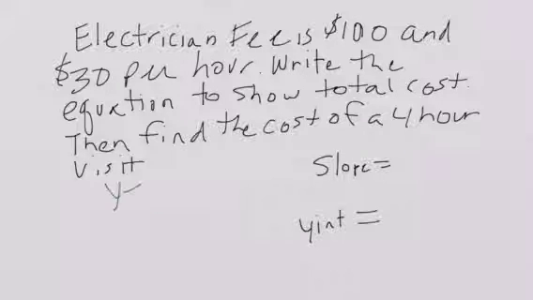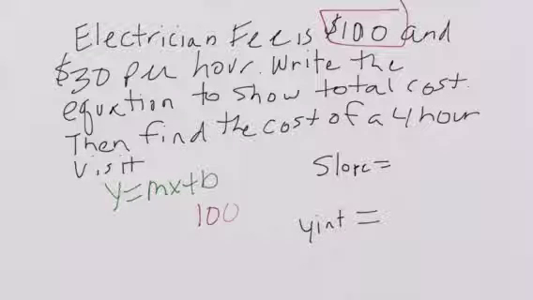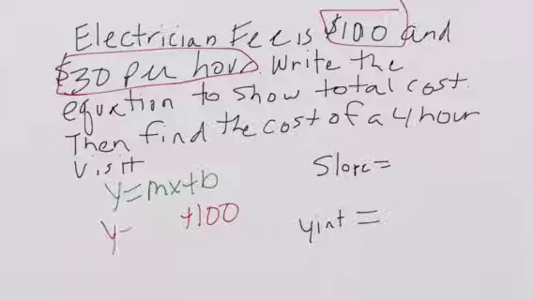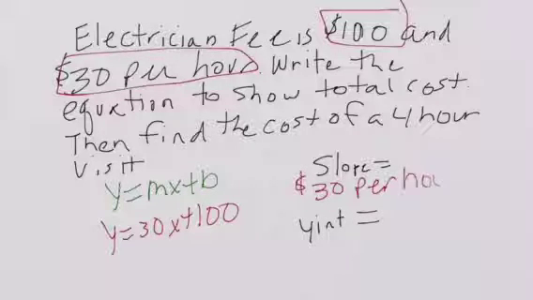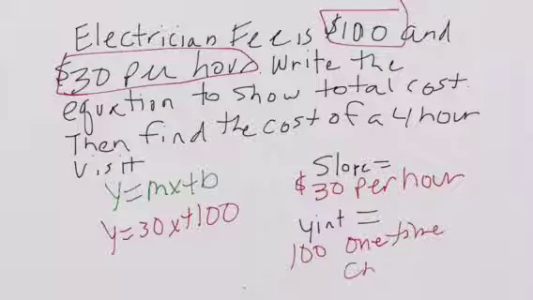All right, we're going to do y equals mx plus b. Electrician fee is $100 and $30 per hour. Write the equation to show the total cost. So again, our $100 is our one-time fee, and our $30 per hour is our slope. So what does the slope represent? It represents the $30 per hour, and the y-intercept represents the $100 one-time charge.